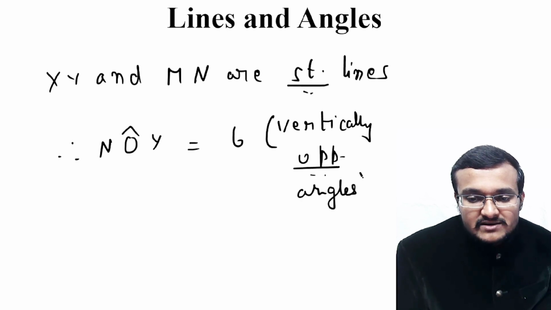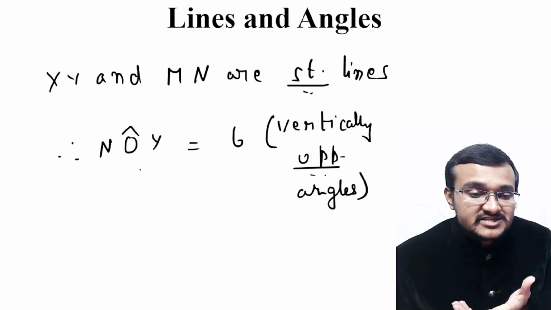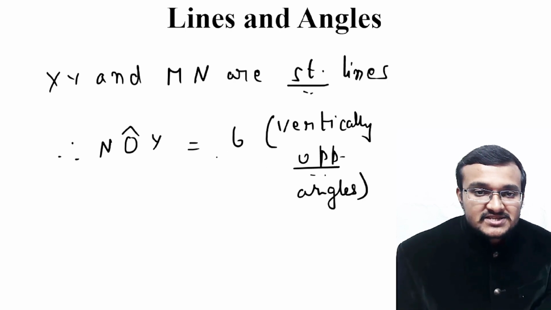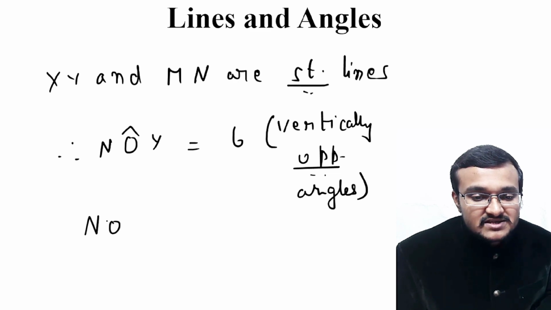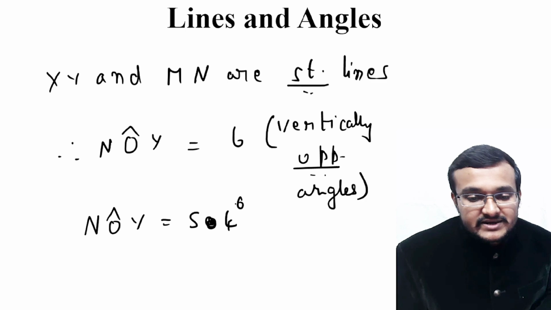So all these things you should write, so that you will get understanding of each and every step. Now what is the value of B? Value of B is 54 degrees. So NOY is equal to 54 degree.